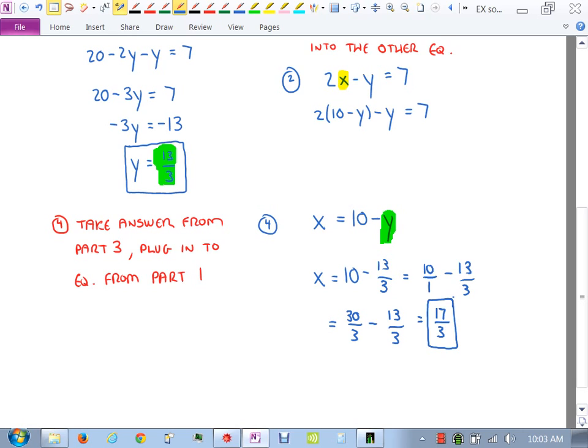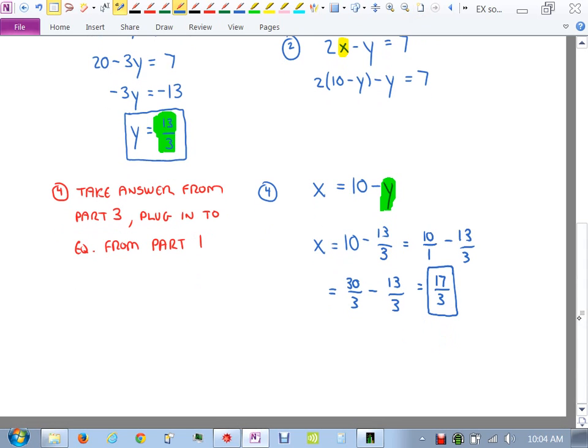Now, if I check this, I would have to check it just to see if it works. I'm not going to ask you to check, but since this is our first example, let me just check that it does work. I'm saying that the answer was x, y. What was x again? 17/3, and the y was what? 13/3. The two equations were x plus y equals 10, and then 2x minus y equals 7. Let me try these answers in these equations.